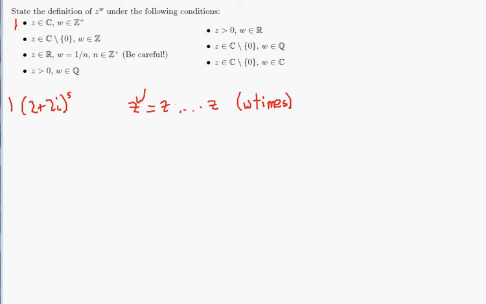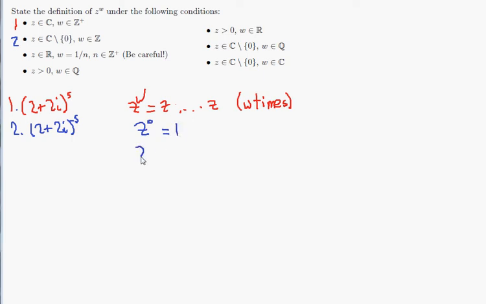The next one we'll talk about is what happens if I permit z to be any complex number other than 0, but w now can be any integer, not necessarily positive. So we're talking about something like 2 plus 2i to the 0, or else 2 plus 2i to the negative 5. Well, for positive numbers, we've already discussed it. If w is 0, then this is going to be defined to be equal to 1.